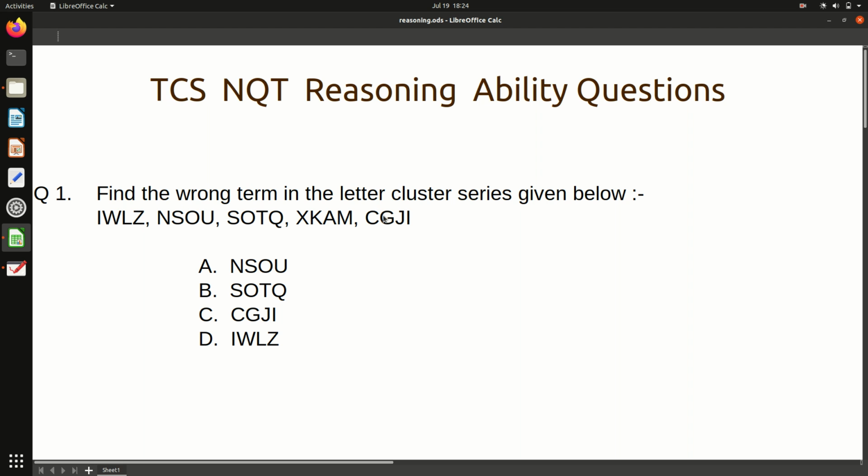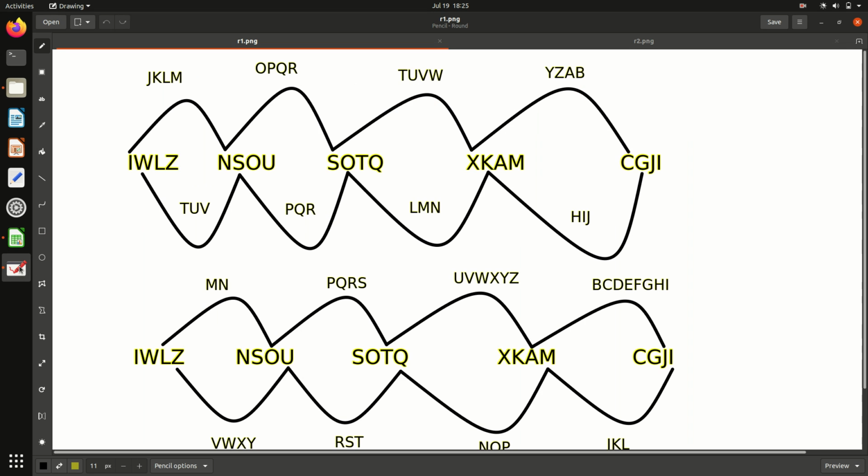Wrong in the sense, it means 4 of these 5 are following a certain pattern, and the fifth one, which may be wrong, is not following that pattern. It means there must be some pattern in these clusters. So all 4 are following it and one is not following, that will be wrong. That we have to see in this video. Okay, so let us see the solution.